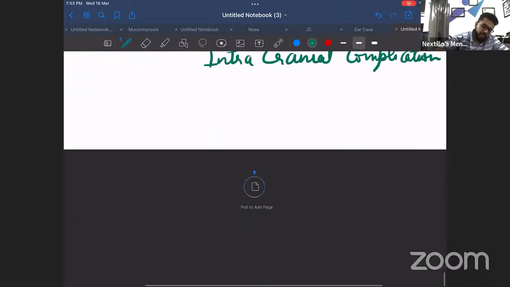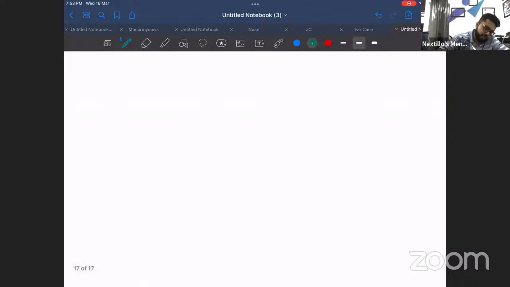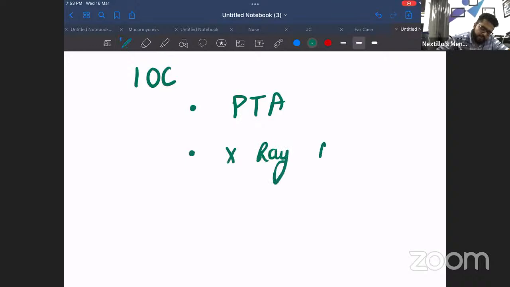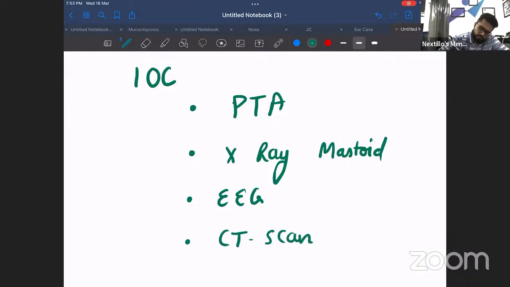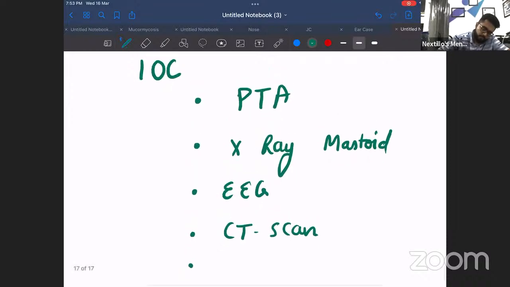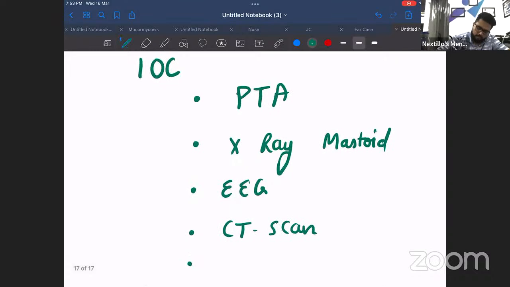What is the investigation of choice? Options are PTA, X-ray mastoid, EEG, CT scan, or autoendoscopy.